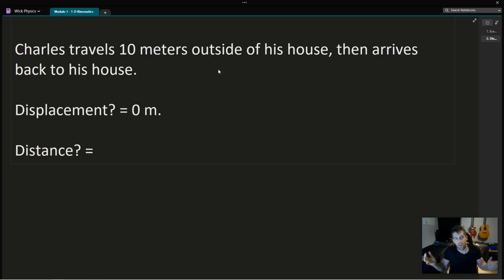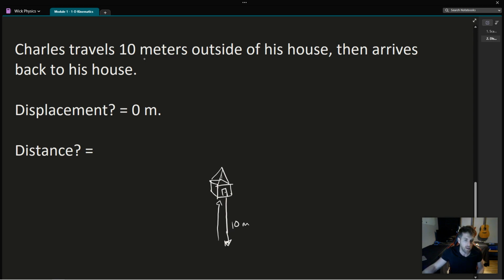Well, we don't know exactly. So let's fortify the question, because 10 meters outside of his house could mean a plethora of things, right? Could mean a whole lot of things. He could travel down a full 10 meters. Well, then he'd have to come back 10 meters. So that distance would be 20.